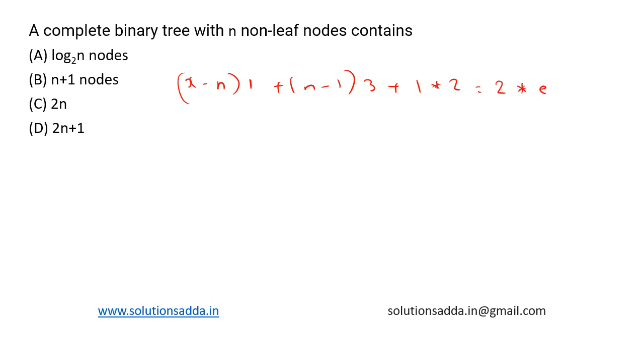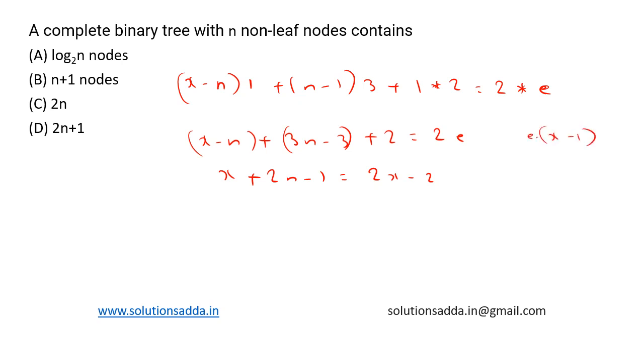the number of edges. We can write it as x minus n plus 3n minus 3 plus 2 equal to 2e. Rewriting, x plus 2n minus 1 is equal to 2x minus 2. Here e represents a number of edges which can be replaced by x minus 1. E is equal to x minus 1. So finally x is equal to 2n plus 1. So the correct answer here is option D, 2n plus 1.